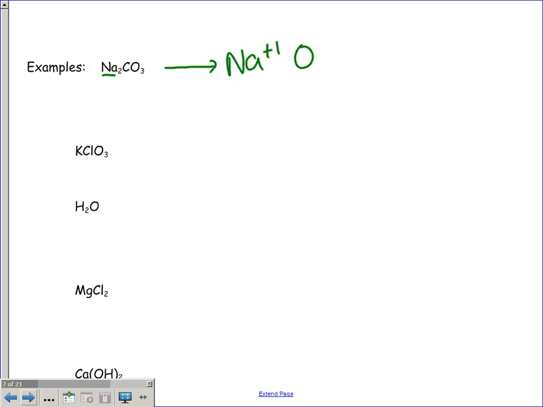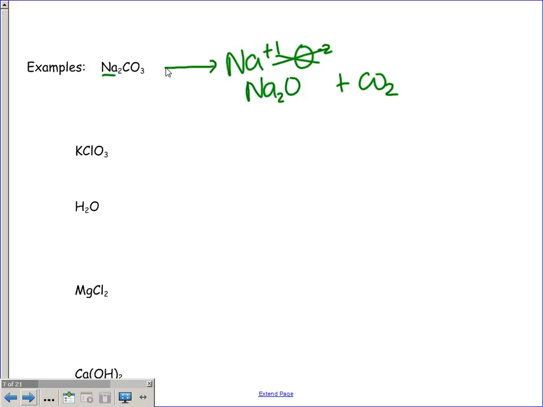Based on my periodic table, I know that sodium has a charge of +1, whereas oxygen has a charge of -2. When those crisscross, I'm going to form sodium oxide plus CO2 gas. Remember that CO2 gas is never going to change.